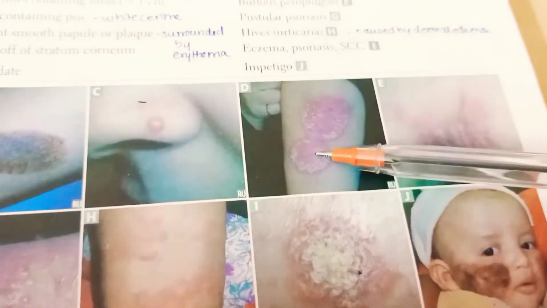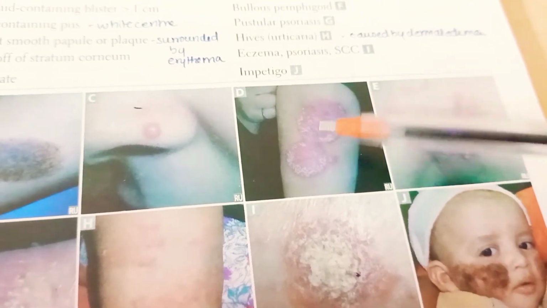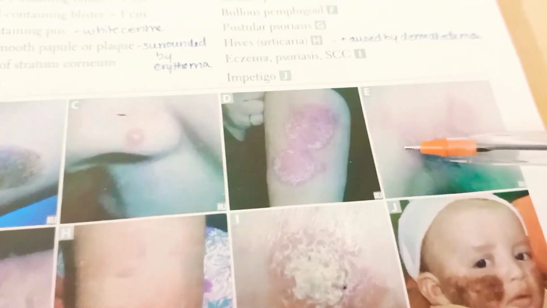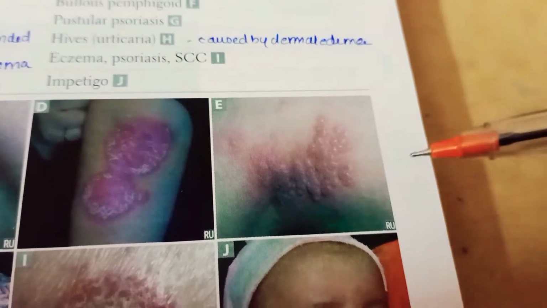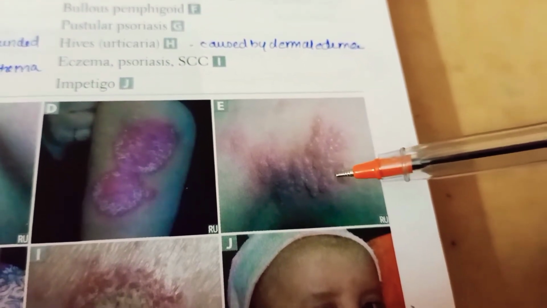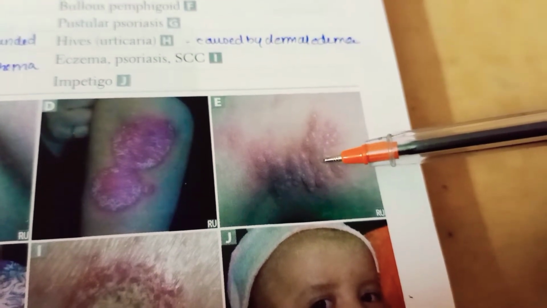Next, coming to plaque. A plaque is a papule but greater than 1 centimeter. An example is psoriasis. Next, coming to vesicle. A vesicle is a small fluid filled blister. You can see clearly some fluid is present. They are less than 1 centimeter. Examples are chicken pox, shingles, herpes zoster, all of these.